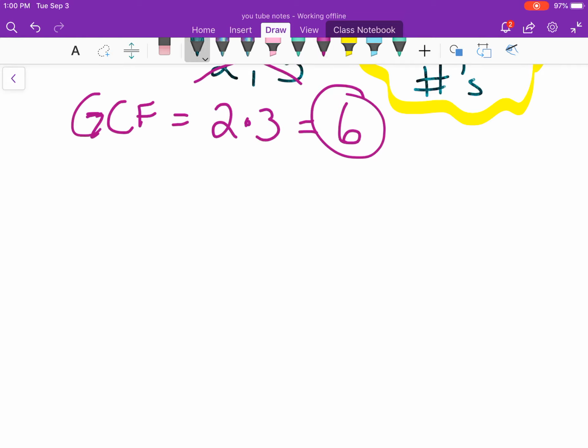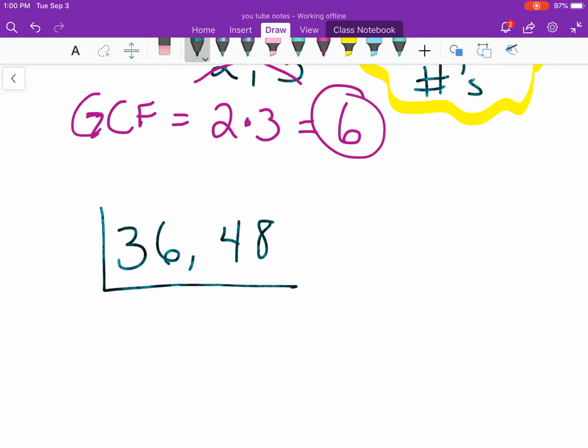All right, let's do another one. Let's do 36 and 48. What is the lowest prime number I can pull out of both of those numbers? And that's easy. That's 2. So I then take that and I just do division. I said 36 divided by 2, and that gives me 18. And then I do 48 divided by 2, and that gives me 24. Now I have 18 and 24.